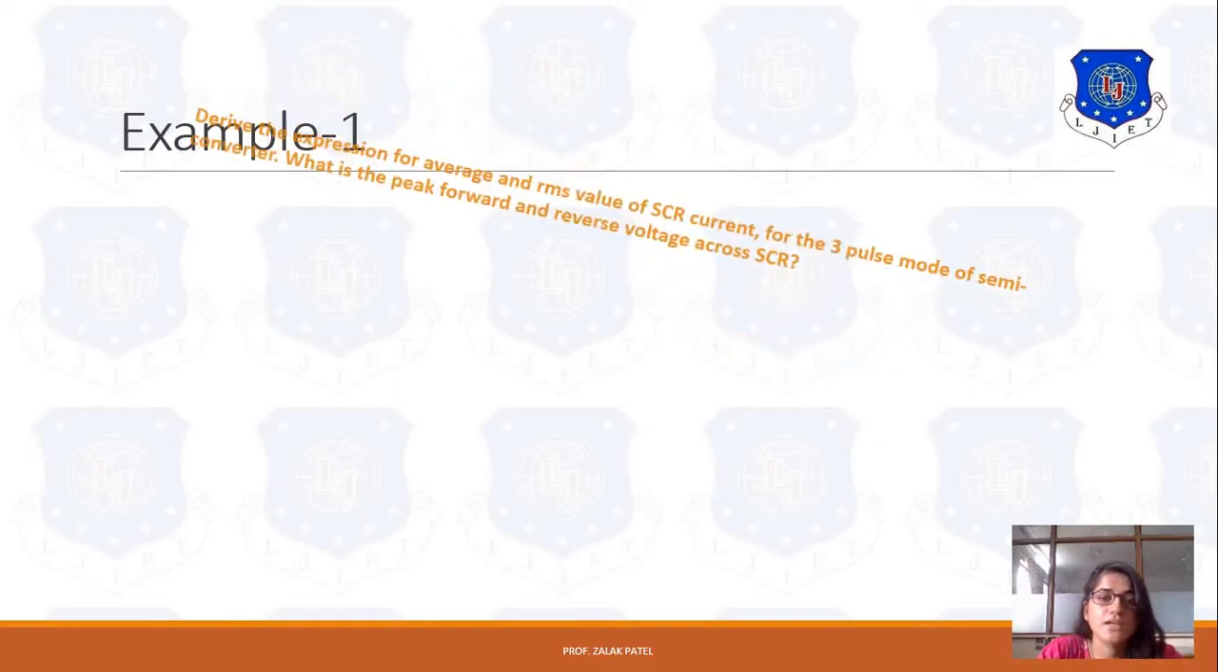In the previous session, we discussed the operation of the semiconductor converter in three phases with two different modes: alpha value less than 60 degree and alpha value greater than 60 degree, meaning the firing angle. When it is less than 60 degree, it operates as a 3 pulse converter, which we have seen in the last lecture. Now let's take one example related to it.